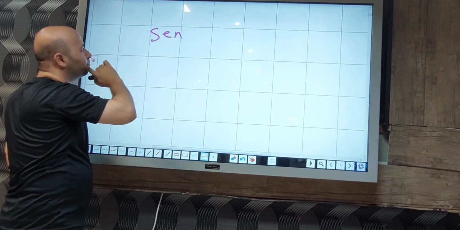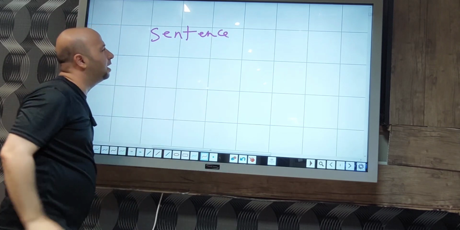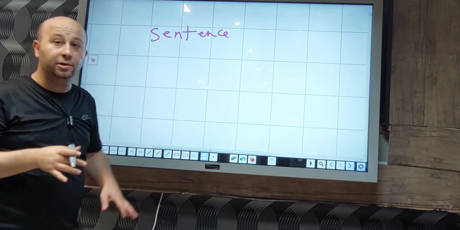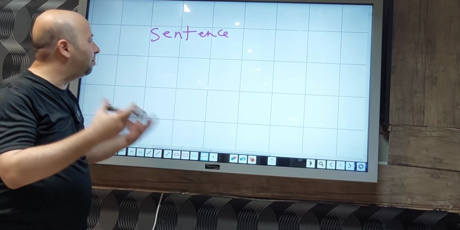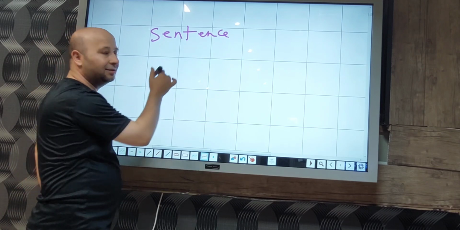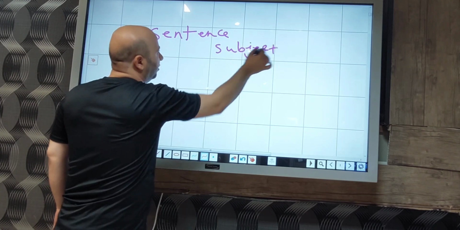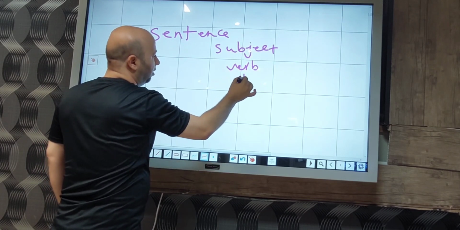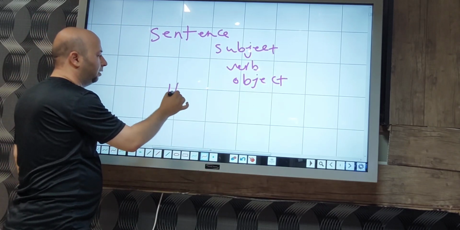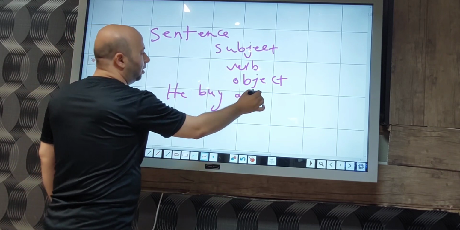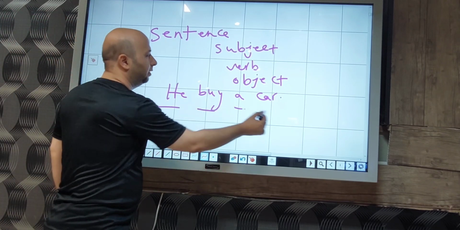I really need to tell you about the structure of the sentence, okay? If you know the different parts of a sentence, you're going to be dominant over the sentences you write or the sentences that come out of your mouth. For example, we know that a sentence has mainly 3 parts: a subject, a verb, and an object. For example, he buys a car. So here we have the subject, the verb, and then the object.